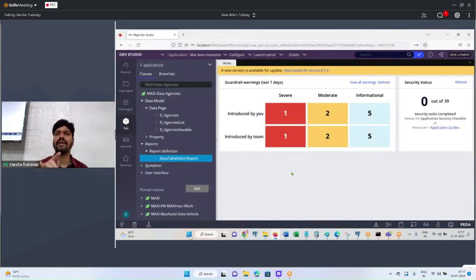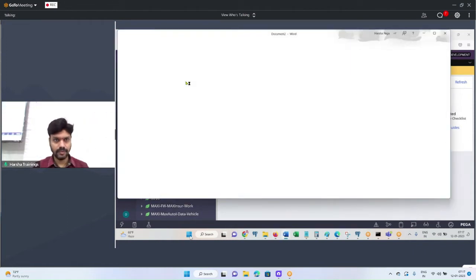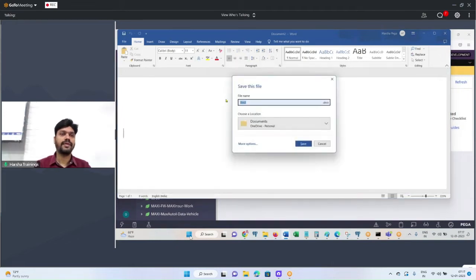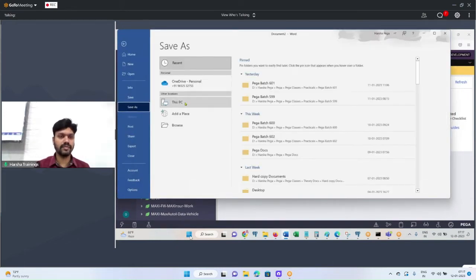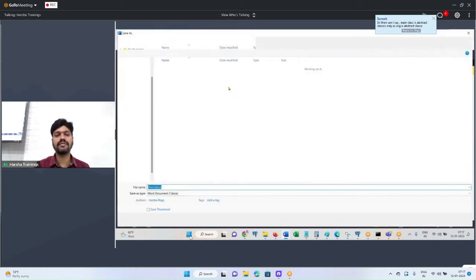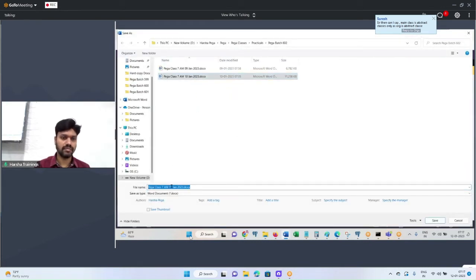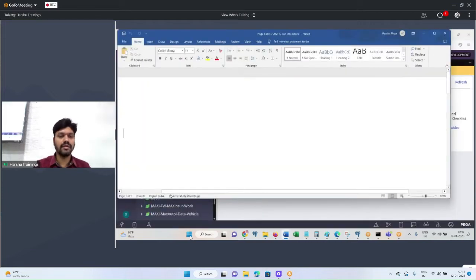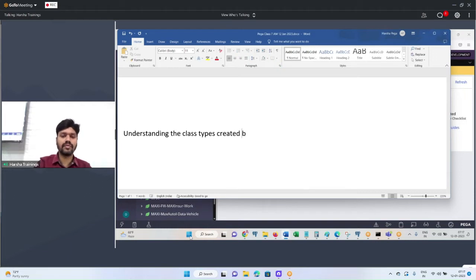So now we are going to come to our application. Let me create a document for the same. Understanding the class types created by our application.